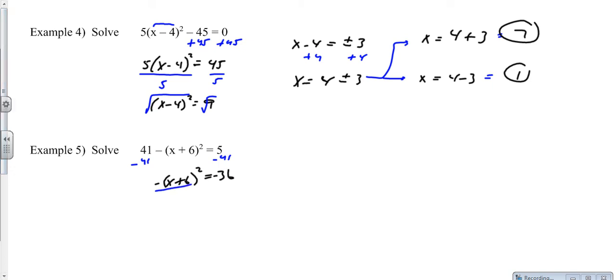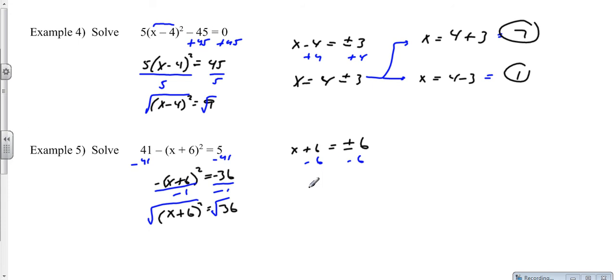So I have to divide by negative 1, and that will give us x plus 6 squared, and that would give us a positive 36. Now we can get rid of the square by square rooting. That will give us x plus 6 equals a plus minus 6. Now we're going to subtract the 6 to finish the problem, and we get x equals minus 6, because I just subtracted 6, and then plus minus 6.